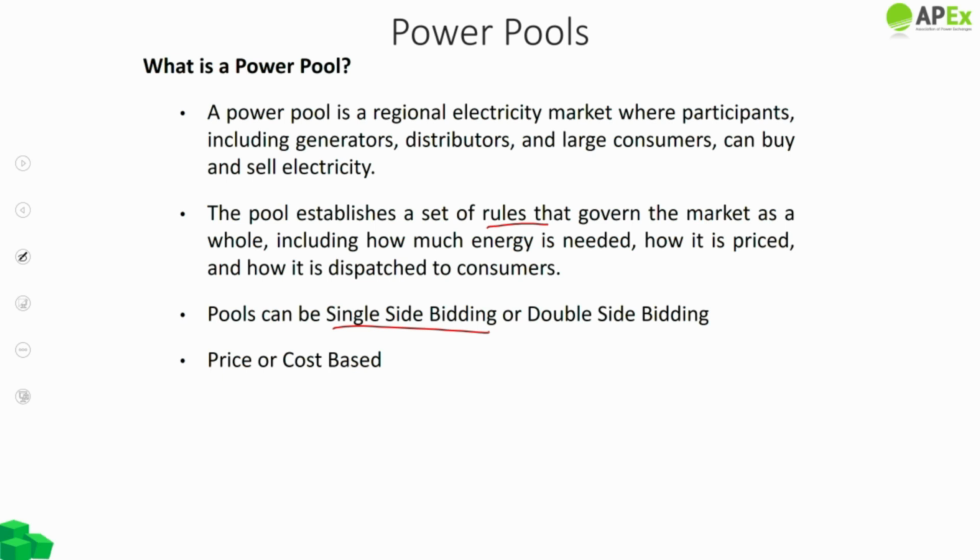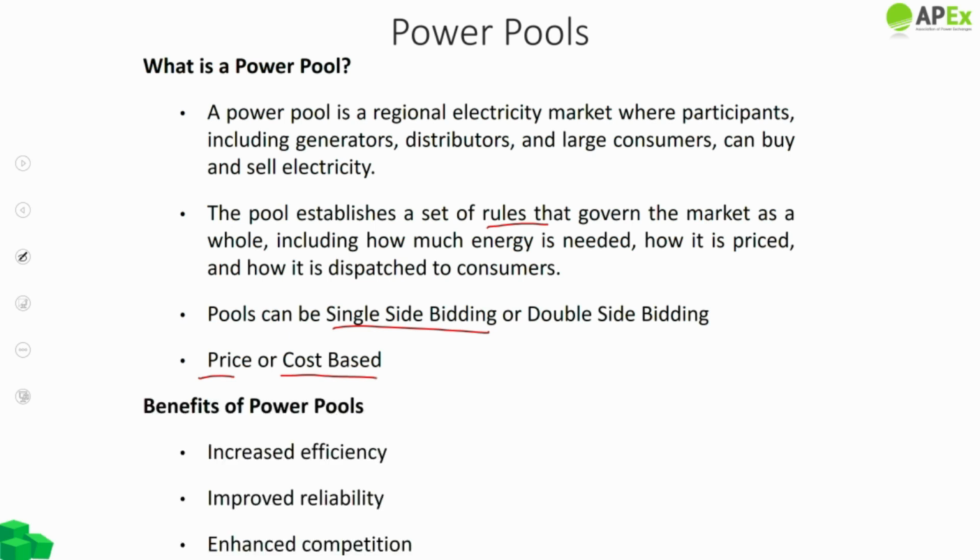The exchanges are always price based, while the pools can be cost based or price based, meaning that the generators can only submit their variable costs or they can bid the price they want. Normally, all pools start with the cost based approach and then gradually move towards a price based mechanism once the market is a bit mature.